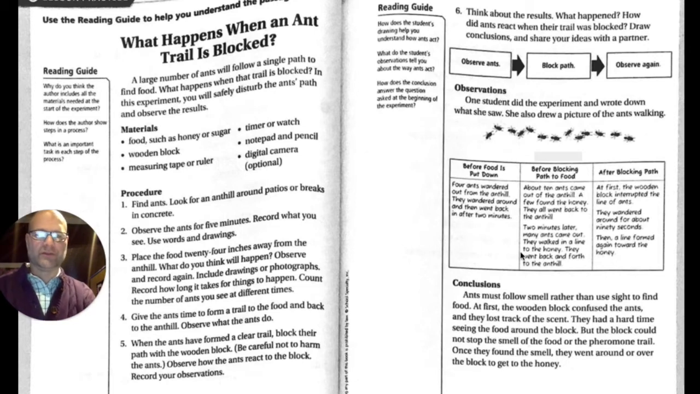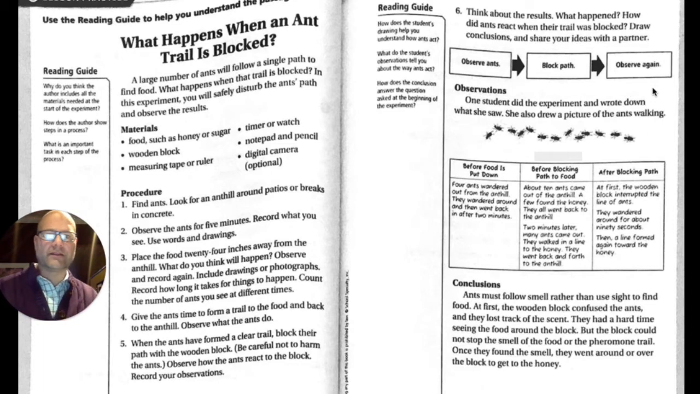And here you have a flow chart. Observe ants, then block path, then observe again. This is put in here just to give you a bigger picture, a big idea of how this experiment is supposed to work.